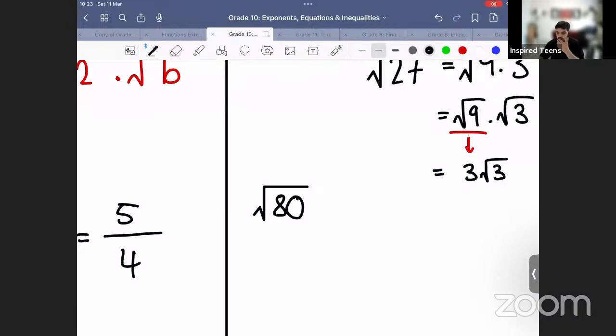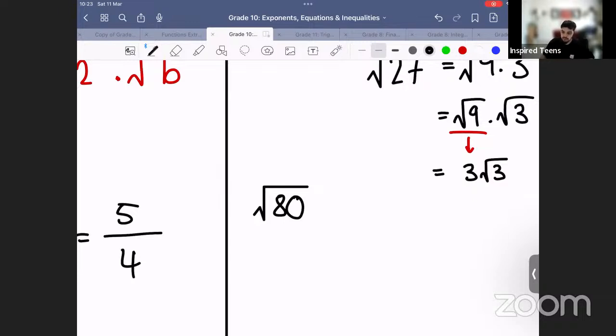2 is not a perfect square. 40 is not a perfect square. Again, 10 and 8, 10 is not a perfect square. 8 is not a perfect square. 20 times 2 does not give us 80. 16 and 5. So ideally, what you want to choose is the highest possible factor that is a perfect square. The highest possible factor that's a perfect square.